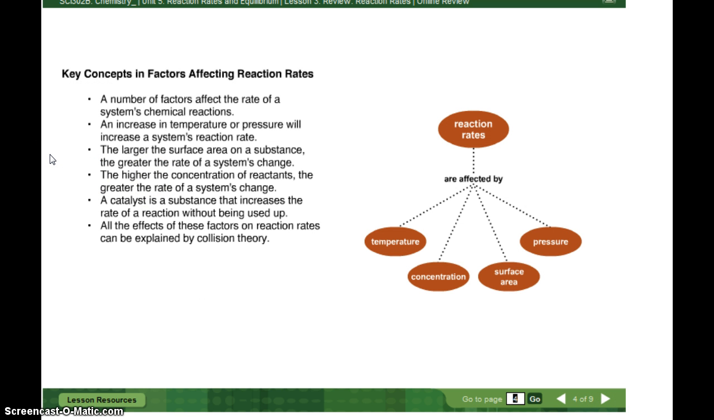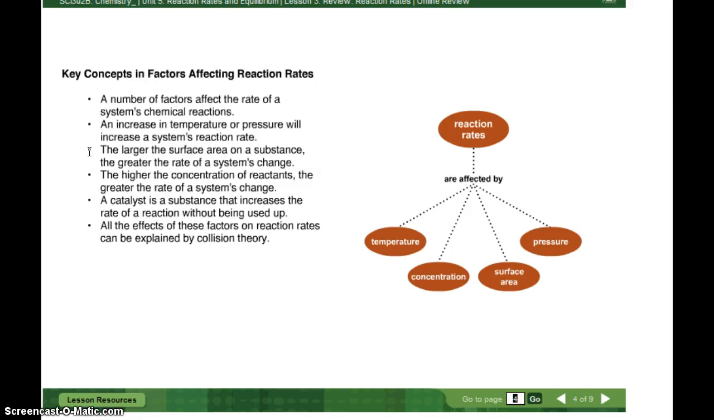Key concepts in factors affecting reaction rates. Hopefully you can tell me all four of them without looking at the screen. Temperature, concentration, surface area, pressure, and of course, catalysts and inhibitors. A number of factors affect the rate of a system's chemical reaction. An increase in temperature or pressure will increase a system's reaction rate. The larger the surface area on a substance, the greater the rate of system change.